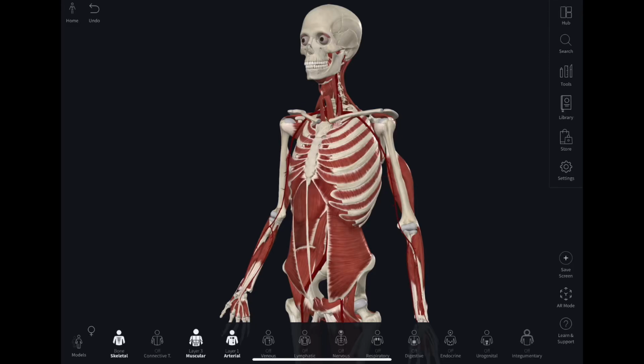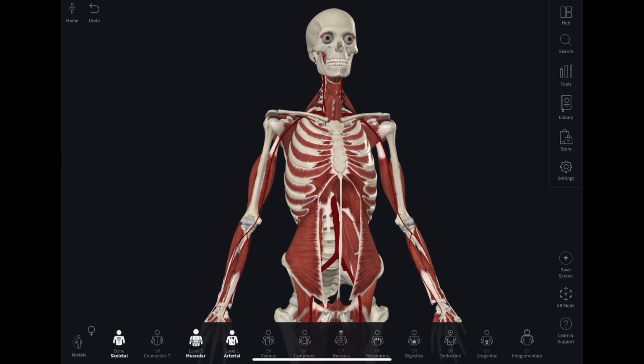Hello everyone. Today we will go over the muscles of the trunk in both the human model and the cat. We will first begin with the intercostal muscles in the human model.